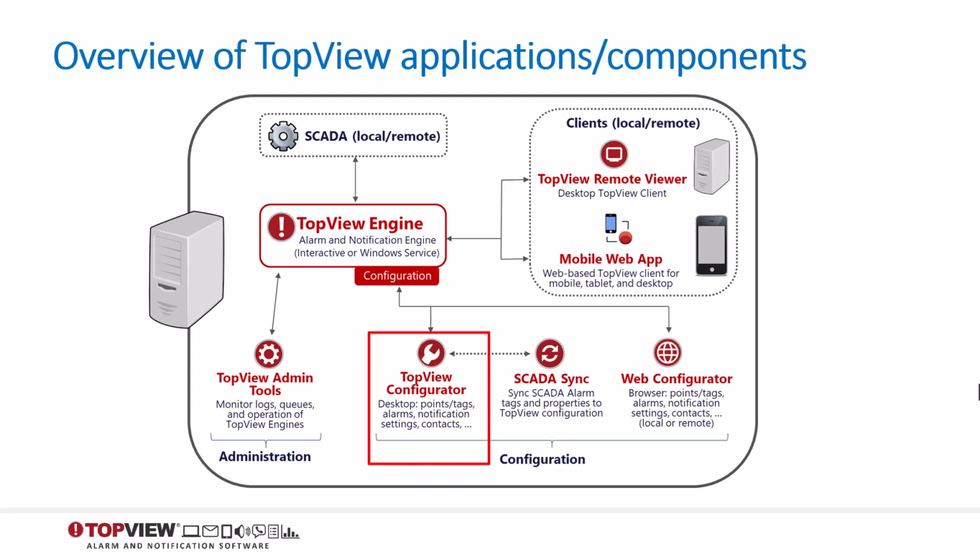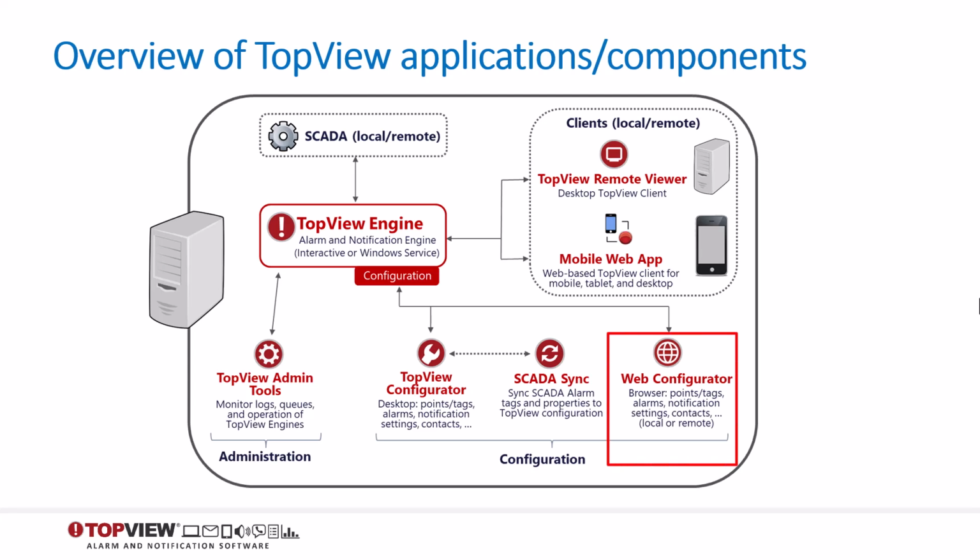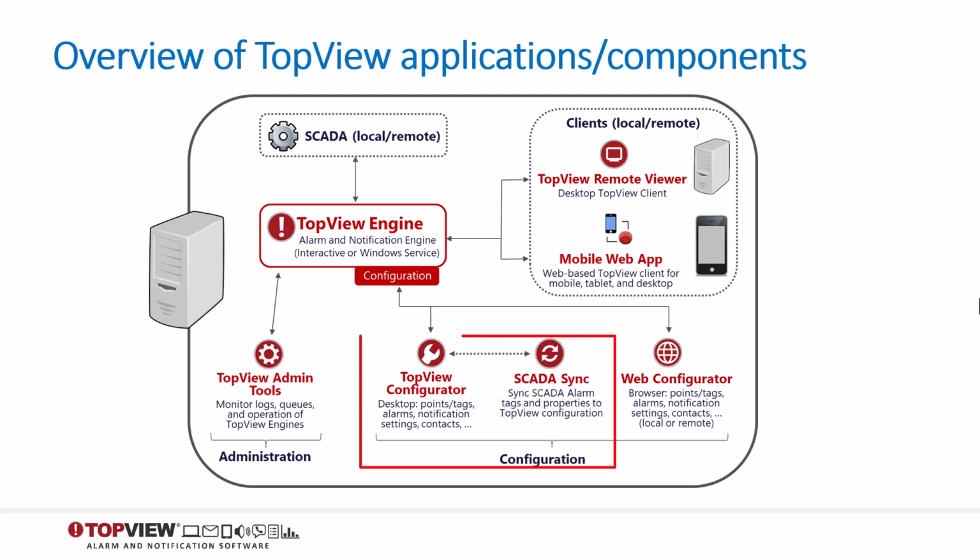The TopView Configurator is the primary configuration tool. This desktop application allows users to configure the tasks for each instance of the TopView engine, including the points or tags to monitor, alarm limits, and notification settings. The Web Configurator is a web-based version of the desktop configurator that can run local or remote to the TopView machine. SCADA Sync works with the desktop configurator to aid in the configuration of SCADA alarms.